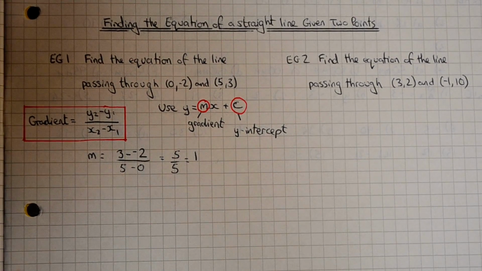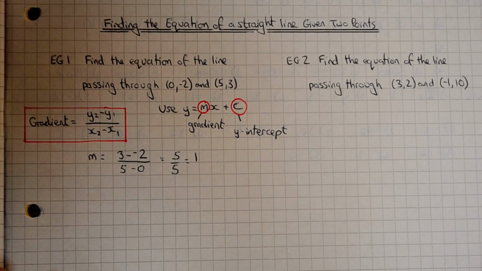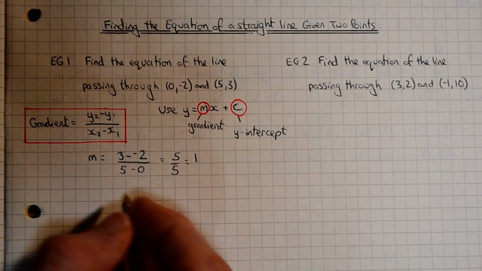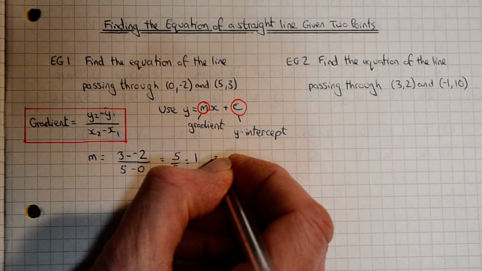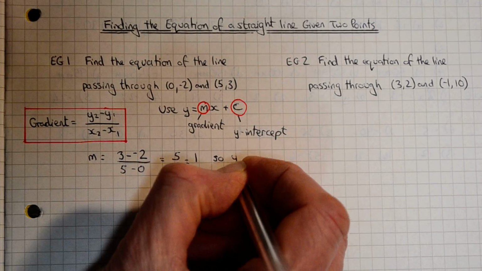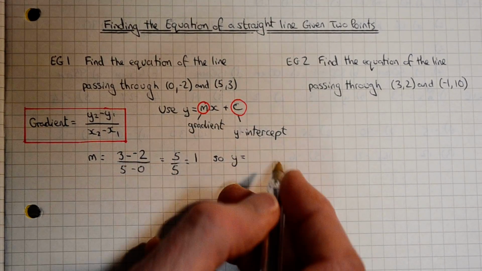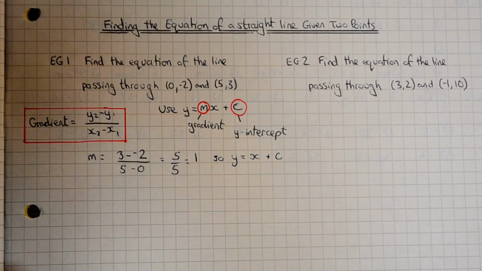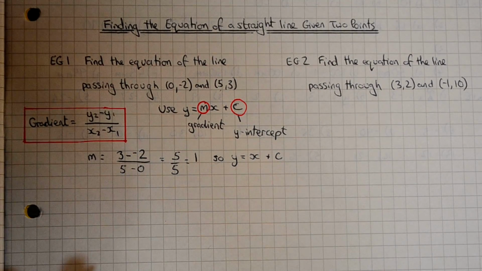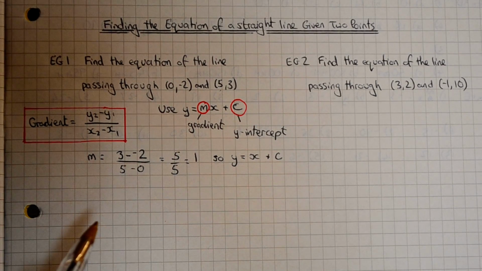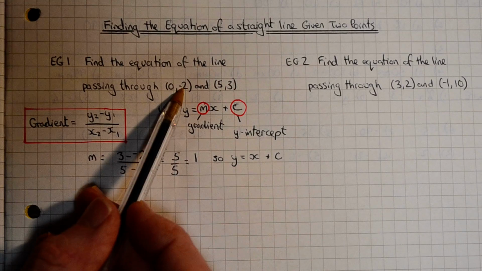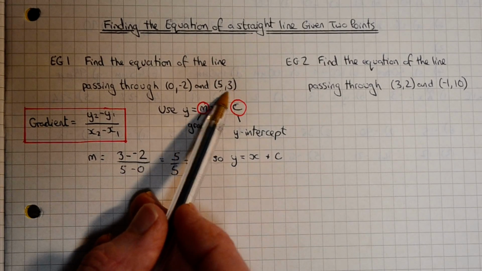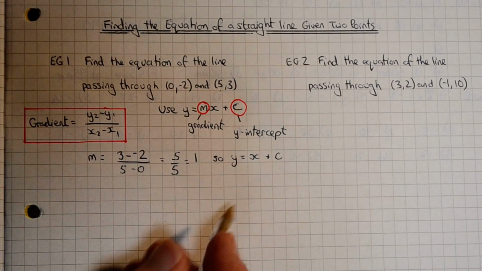Now once we've found the gradient, we can substitute that into our equation and say, right, so y equals 1 times x is just x, and then add on the y-intercept. Now we've not worked that out yet, so we do that next. And to do that, we choose one pair of the coordinates. So we could choose that pair, we could choose that pair. These look like quite easy to use, so let's choose those.